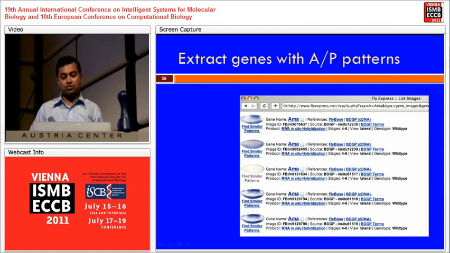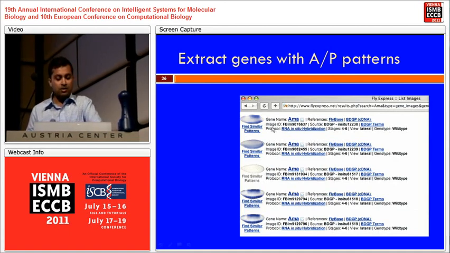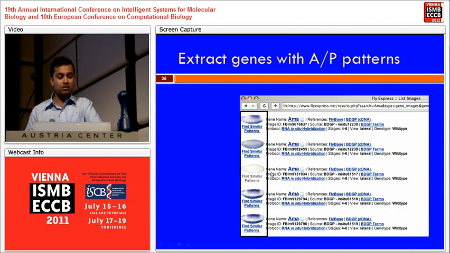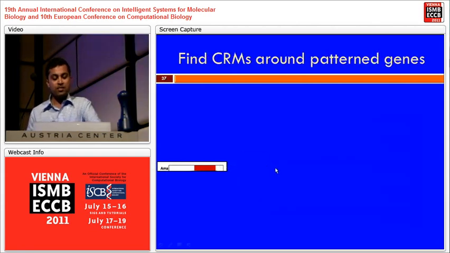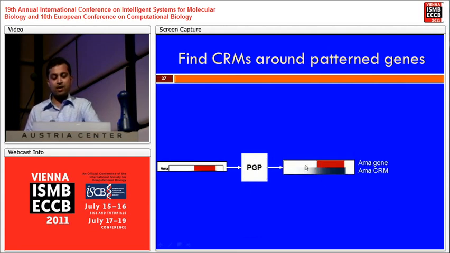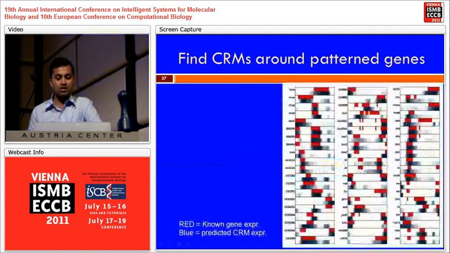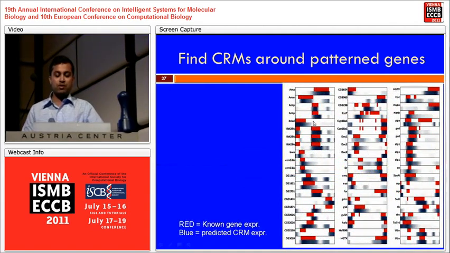you can query a gene, in this case AMA or amalgam, and you'll get many expression patterns at the blastoderm stage. You summarize all that information automatically to get a one-dimensional expression pattern for the gene. And then you run PGP, our method, in the intergenic locus around that gene, and you get predicted CRMs for that gene. Doing that, we predicted a large number of new CRMs for anterior-posterior pattern genes from the Fly Express database.